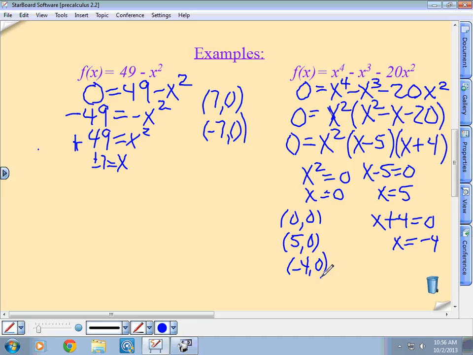What's the most zeros I could have? It's a 4th degree polynomial, so I could have 4. It can cross the x-axis 4 times. It doesn't mean it has to, but it can cross 4 times.